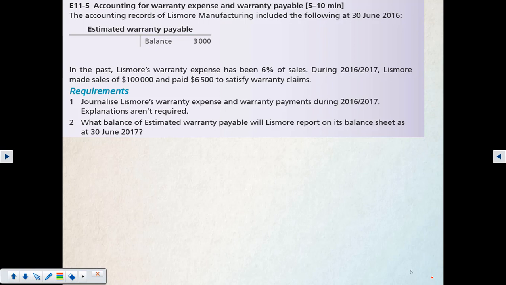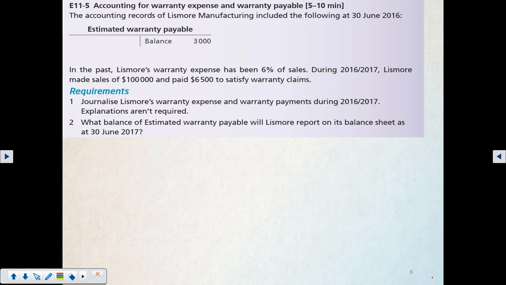So if we record warranty expense, that is 6% of sales, what is going to be the journal entry? Warranty expense debit, warranty payable credit. What is the amount? 6% of 100,000, so it's going to be $6,000. Is that okay?